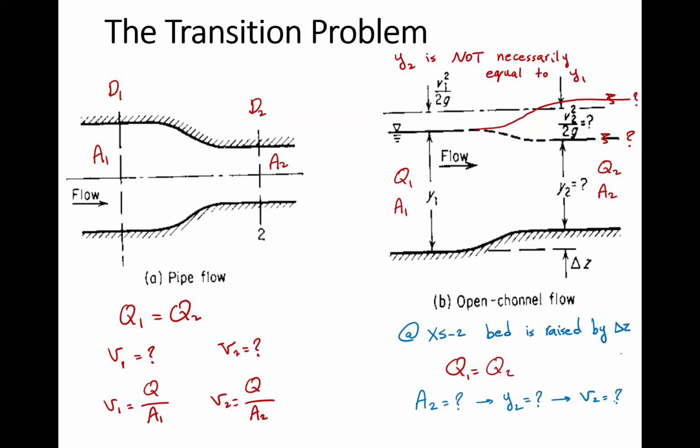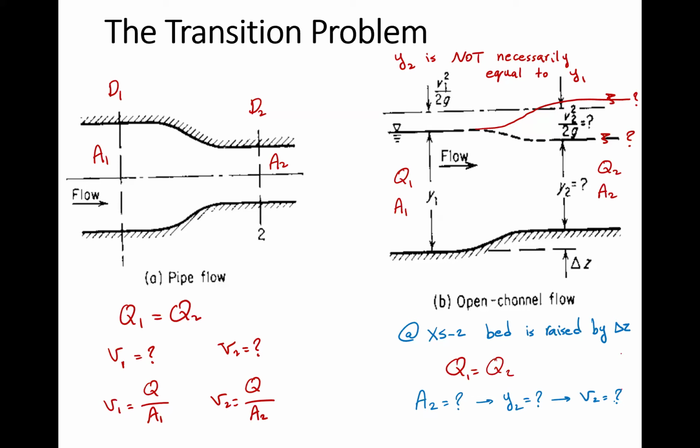Now, this is what is called the transition problem, the channel transitions. In a similar pattern, it could be side walls of a channel too. If instead of this, we look at plan view and the width of the channel changes, it's a similar situation. So it's called a transition problem in open channel flow, meaning that if the geometry of the channel changes, the flow will change.